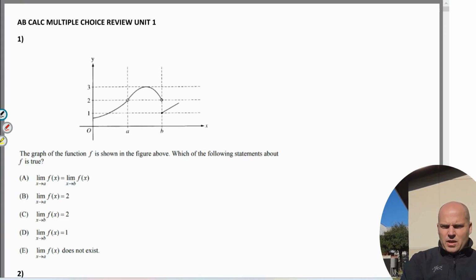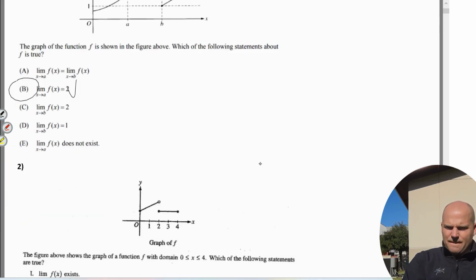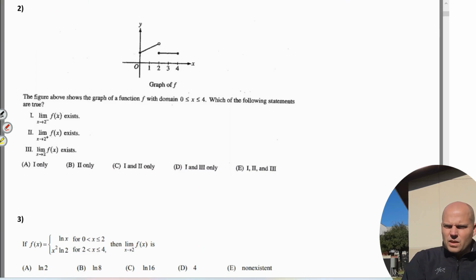There is no limit at B. You have a jump, the left-hand limit's 2, the right-hand limit's 1. There is a limit at A. This is true, and the limit at A is 2. To the left at 1.999 and 2.001, we were approaching 2, so we're good. The left-hand limit does exist. The right-hand limit does exist. However, they don't equal each other, so this is why we get 1 and 2 only.